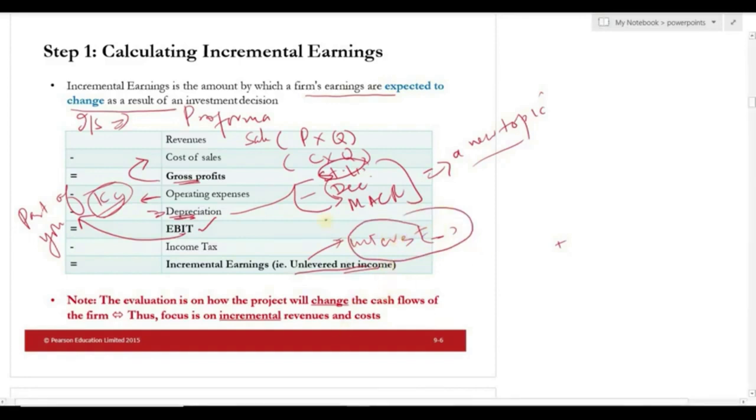So please make sure that you understand the term incremental. Incremental means previously the company was doing well, but with a new project, how much this new project is adding to the earnings of the company is called incremental, right? In the previous example it was 25 and then 30.